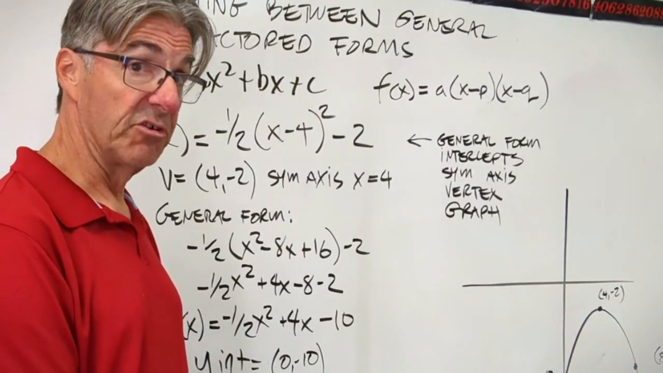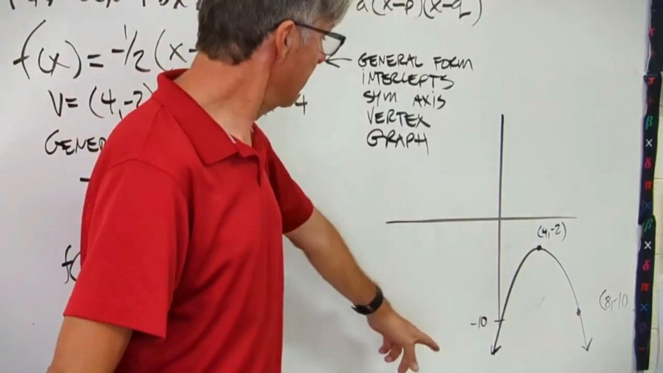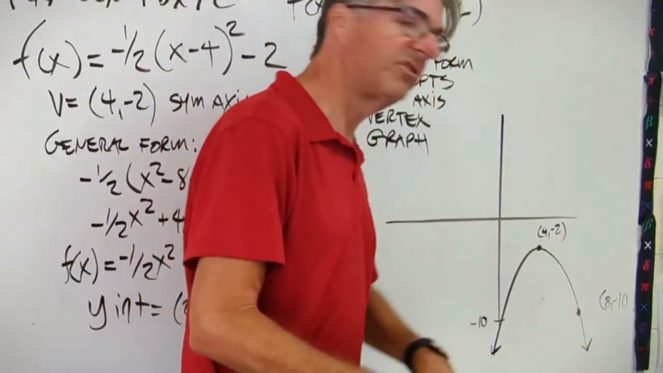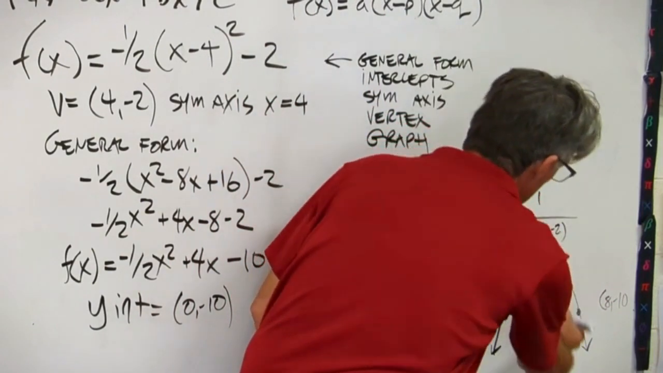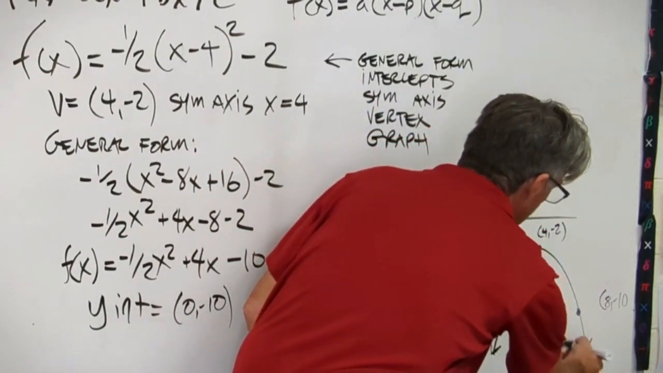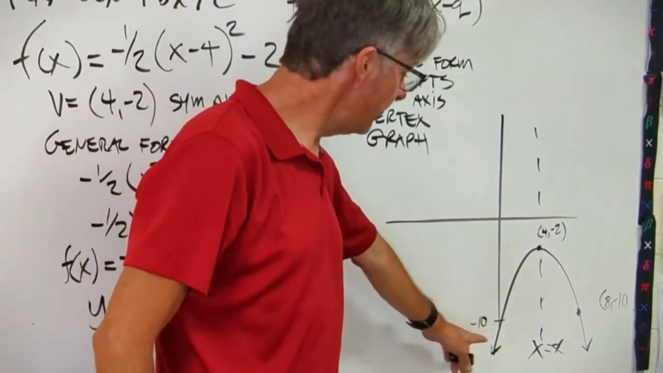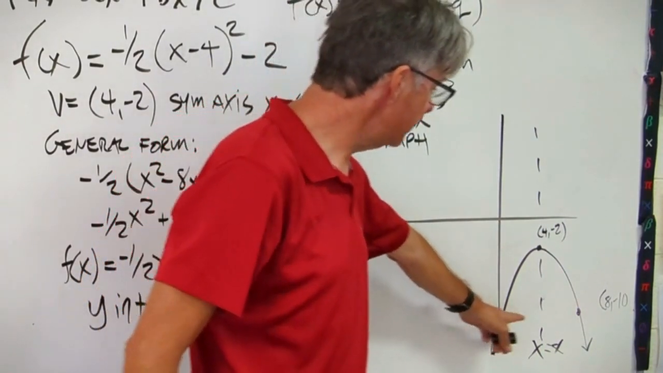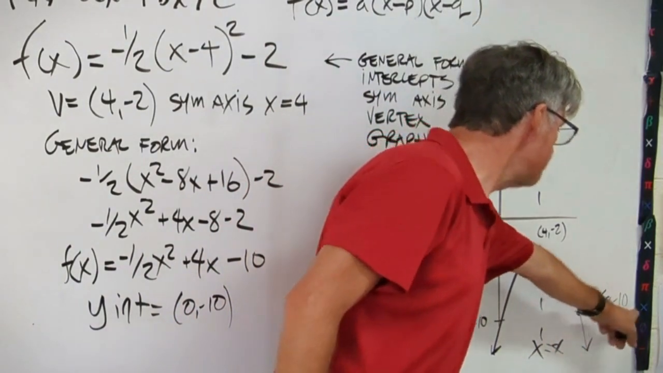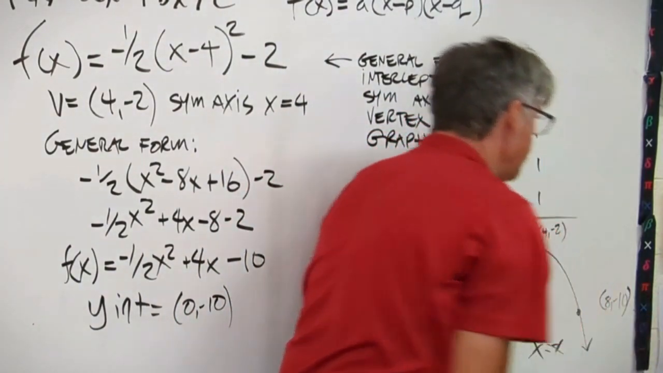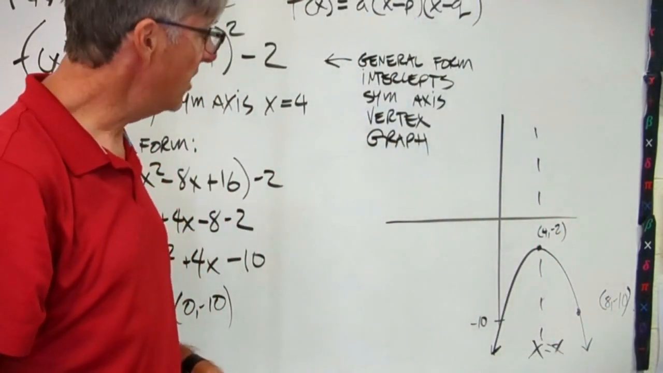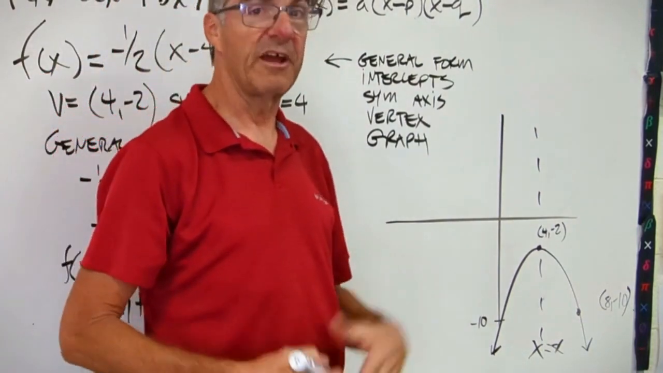All right, let's see how you did with the graph. Here we are. I plotted my vertex at 4, minus 2. Again, here's my axis of symmetry going right through there at x equals 4. Here's my y-intercept at 0, minus 10. And I can reflect this y-intercept across the axis of symmetry and get the point 8, minus 10 as another point, a third point for my parabola. Sketch in the curve, and there you go.